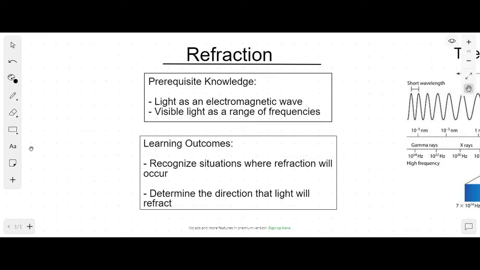What we're talking about today is refraction. Now what you need to understand before watching this is that light is an electromagnetic wave. So what we're going to be talking about is light as a wave. Also, that visible light is a range of frequencies. So we'll talk about that now.